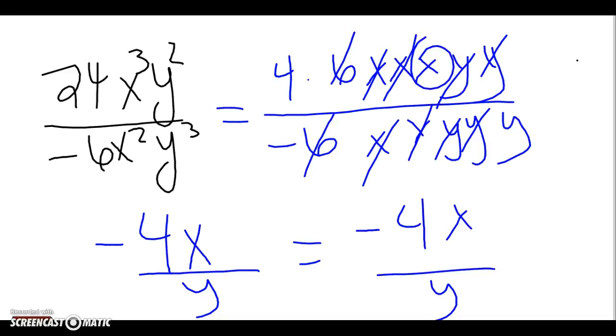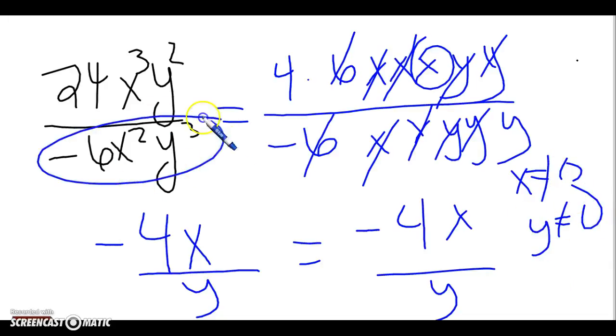The restriction on the variable: x cannot equal 0 and y cannot equal 0. So I'm looking at this denominator here, and I'm setting it equal to 0 to say what values I can have for the variables.